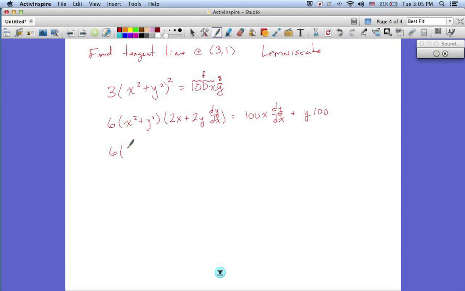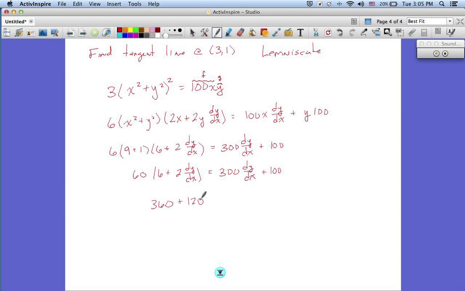So I have 6 times 9 plus 1 times 6 plus 2 dy/dx equals 300 dy/dx plus 100. And we'll go through and solve this. This is 60 times 6 plus 2 dy/dx. Remember, dy/dx means slope. So I'm looking for the slope right now, 300 dy/dx plus 100. Distribute: 360 plus 120 dy/dx.